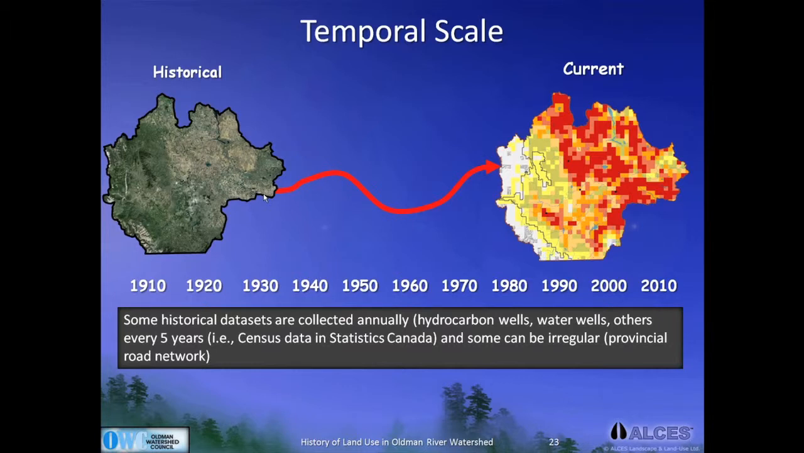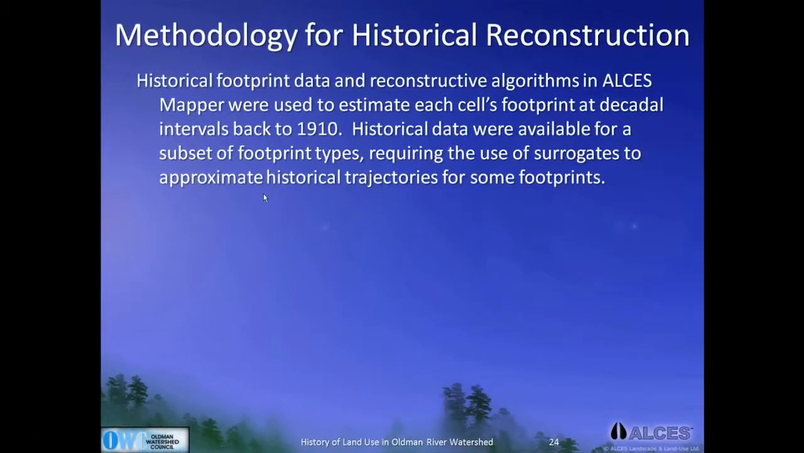However, many other footprints are collected maybe every 5 years, such as many that are collected by Statistics Canada, and some others are actually in very irregular intervals, and the road network would be an example there. So the historical footprint data and the reconstructive algorithms in ALCES Map were used to estimate each cell's footprint at decadal intervals back to 1910.